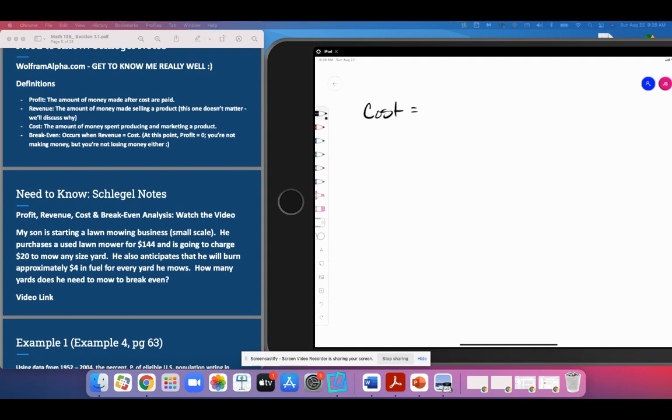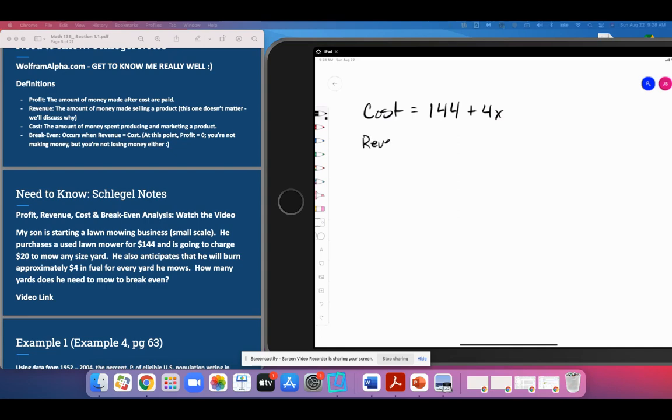And so if I was to write a quick expression or equation for this, I would say that the cost is equal to $144, because that's how much it cost him to purchase the lawnmower, plus $4 for every yard that he mows. And so that's going to be our cost function for this, folks. We don't know what the profit is going to be yet, but we could figure out what the revenue is going to be.